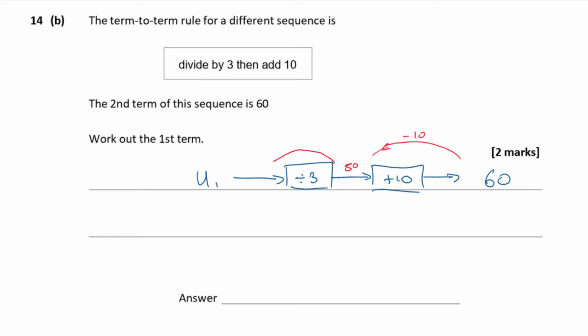And going from here to here is the opposite of dividing by 3, so it's timesing by 3. My 50 times 3 gives me 150. So if I've got 150, I divide it by 3, I get 50, and I add 10, I get 60. So that means U1 is 150.